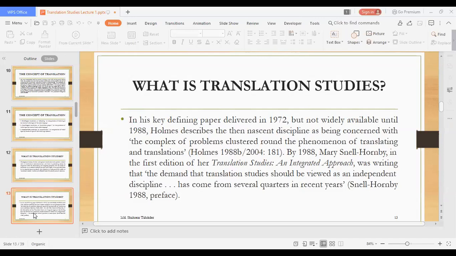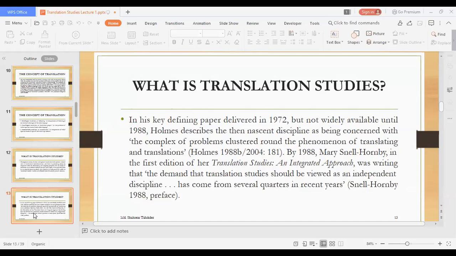Now, by 1988, Mary Snell-Hornby, in the first edition of her Translation Studies: An Integrated Approach, was writing that the demand that translation studies should be viewed as an independent discipline has come from several quarters recently. You see, she is also saying that this translation studies as an independent discipline, like English or physics or computer science, faced some challenges.